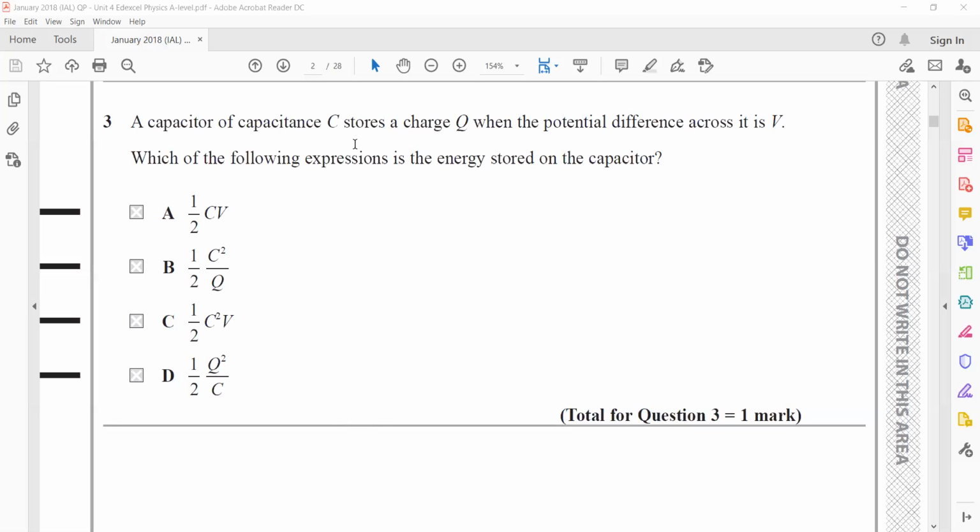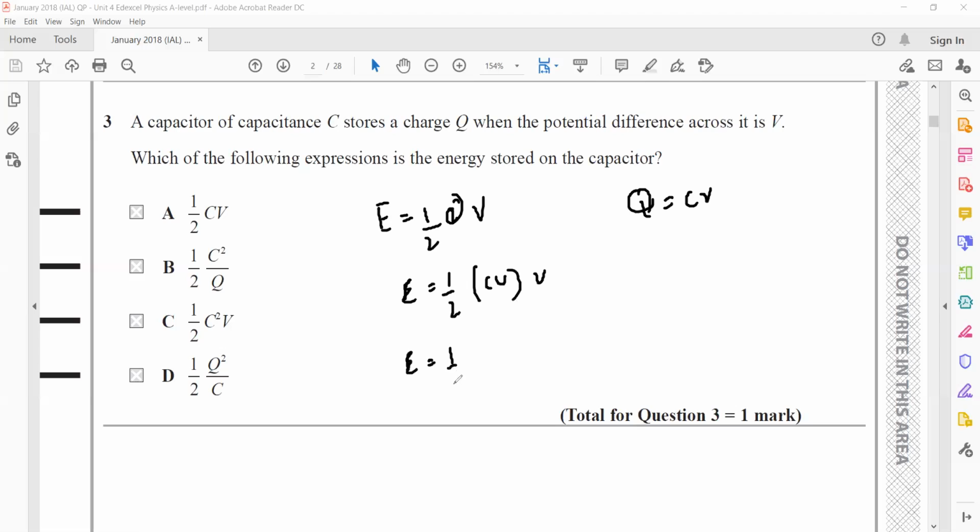D is the right answer. How you can work out, because the energy stored in the capacitor is equal to half QV. Then as we know, Q is equal to CV, so I can substitute Q equals CV. Then in place of Q, I'll substitute CV. So energy will be equal to half CV squared. None of the options matches with half CV squared.